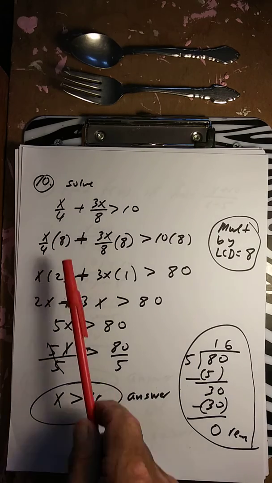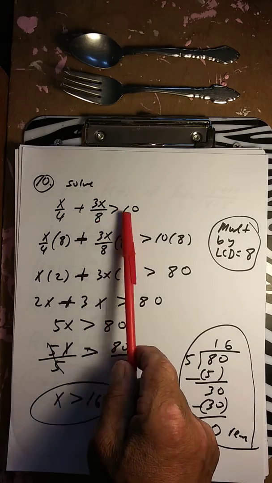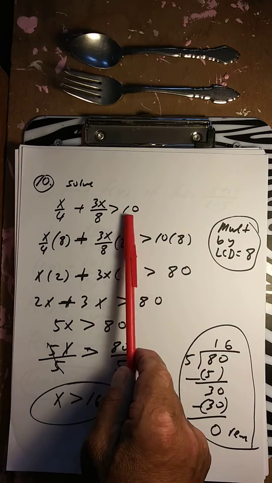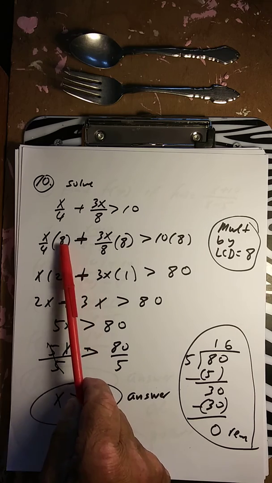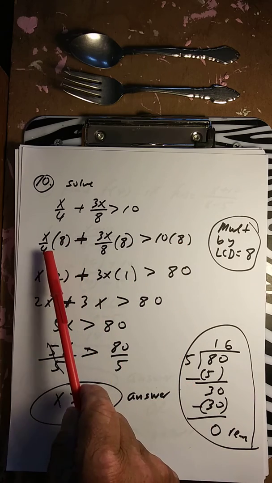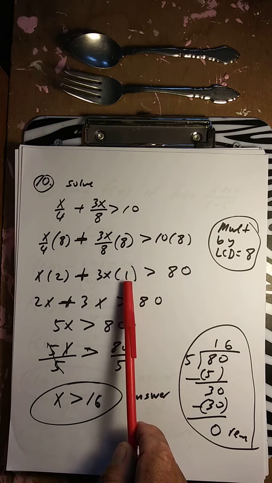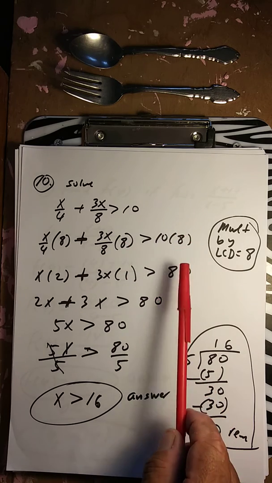This one, x over 4 plus 3x over 8 greater than 10. Let's multiply by the LCD. The LCD of 4, 8, and this is the 1, it's going to be 8. Multiply by 8, 8, 8. 4 divides 8 2 times. 8 divides 8 1 time. And that times that is 80.